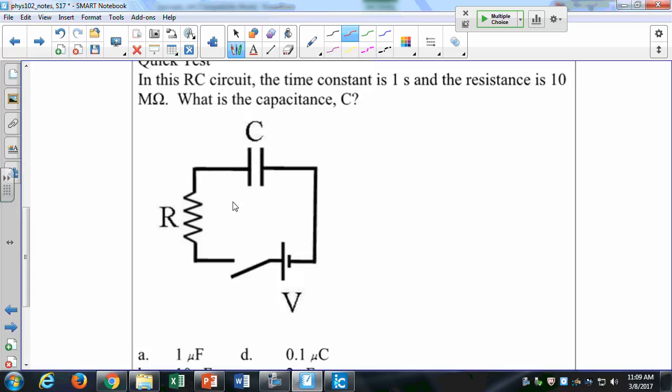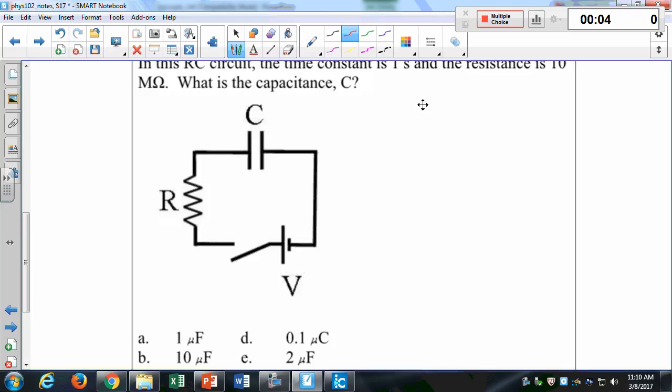All right, what is the resistance, or excuse me, what is the capacitance of this capacitor? The time constant is 1 second, and the resistance is 1 megohm. What is the capacitance?